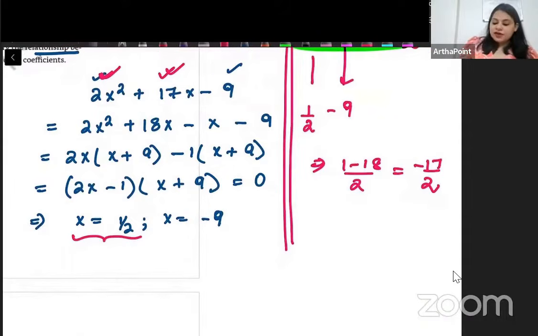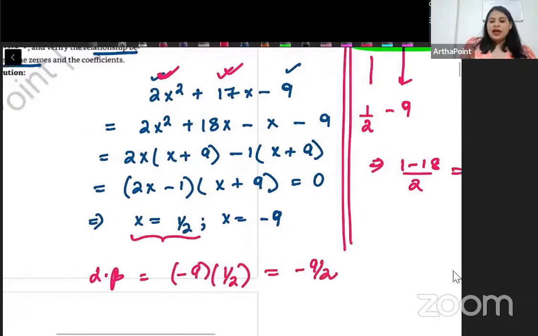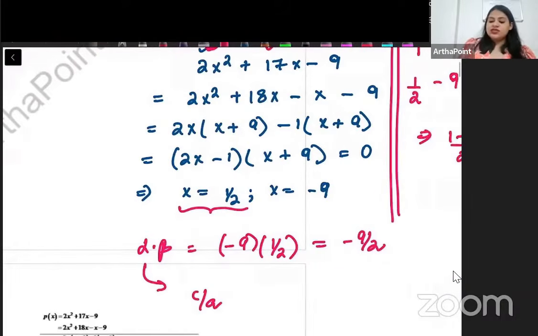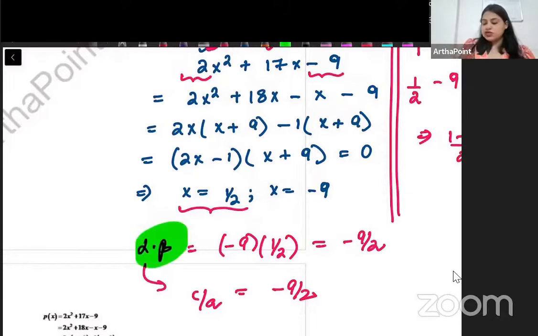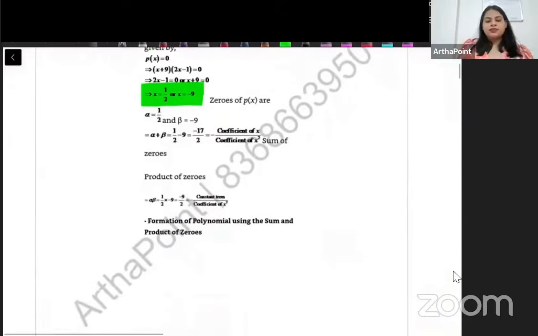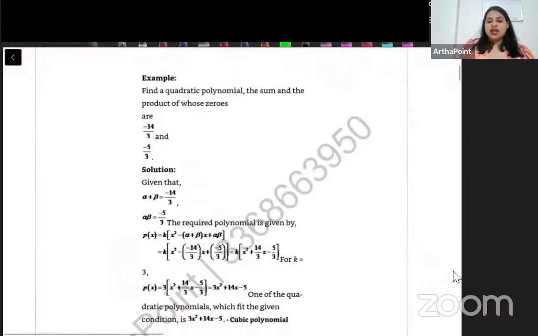What will be alpha into beta? It will be minus 9 into half, that will be minus 9 by 2. And what will it be from the formula? It should be c by a. What is c? Minus 9. What is a? 2. So it should be minus 9 by 2. So alpha into beta, the product of the zeros, is giving minus 9 by 2, and c by a is also giving minus 9 by 2. So we have verified the relationship. Okay, now let us take the next question.